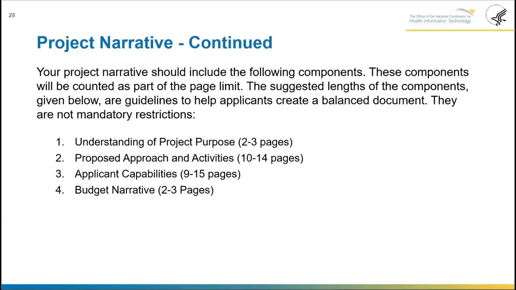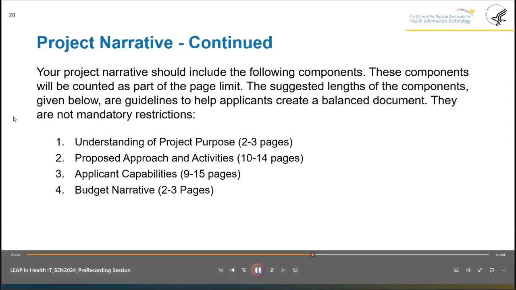In the project narrative, applicants should include the following components, which will be counted as part of the page limit. The suggested lengths of the components given below are guidelines to help applicants create a balanced document. They are not mandatory restrictions. The components are understanding of project purpose, 2 to 3 pages; proposed approach and activities, 10 to 14 pages; applicant capabilities, 9 to 15 pages; and a budget narrative, 2 to 3 pages.